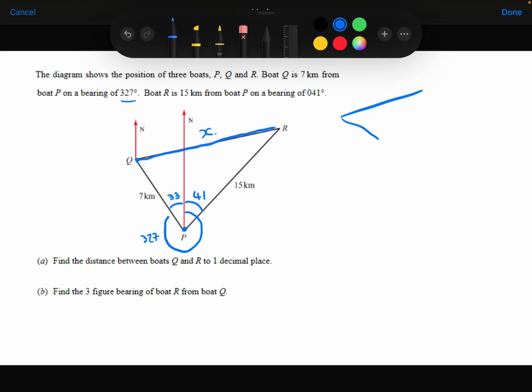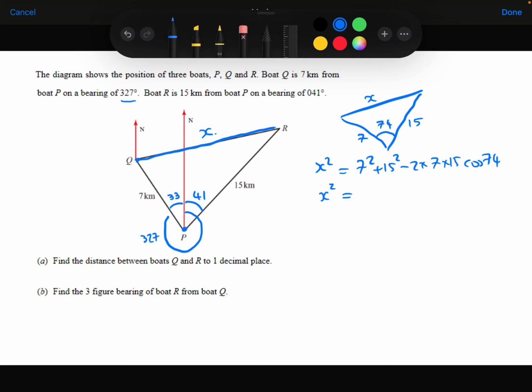Well, we've got a little triangle now. This is the length I want. I know that's 7. I know that's 15. This angle here is 33 plus 41, which is 74. So I can use the cosine rule now. X squared is equal to 7 squared plus 15 squared minus 2 times 7 times 15 times cos 74.